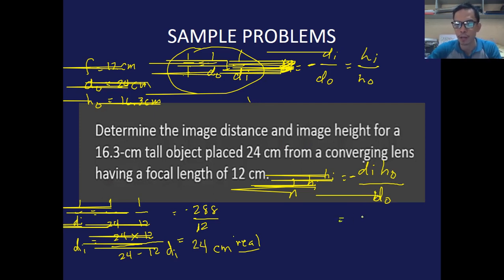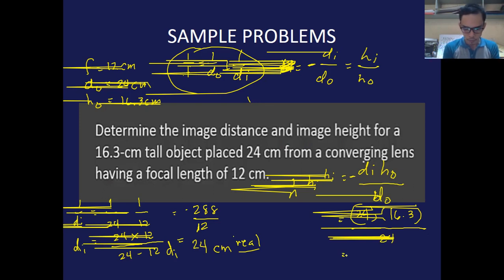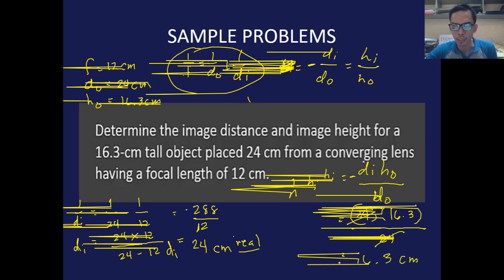So if we substitute the values, we have the distance of the image, which is 24, times the height of the object, which is 16.3, over the distance of the object of 24. So we cancel the 24 and 24, and we have negative 16.3 cm. So that is the height of the image. Now, what does it mean?